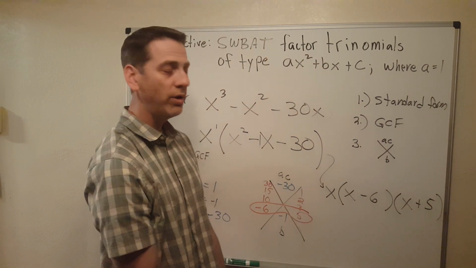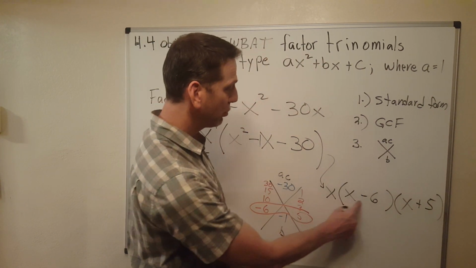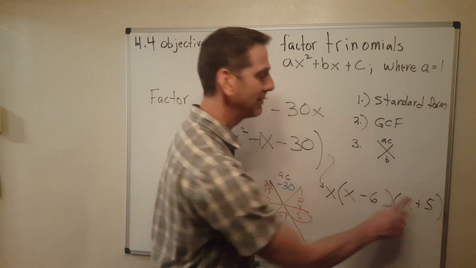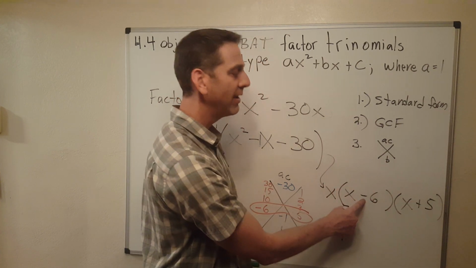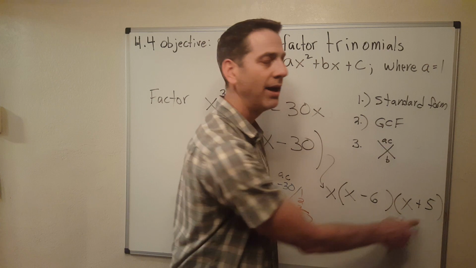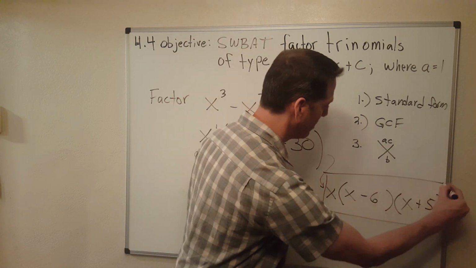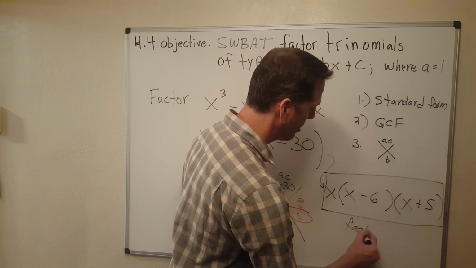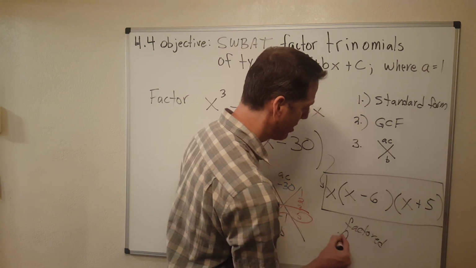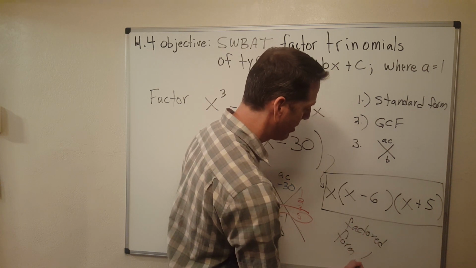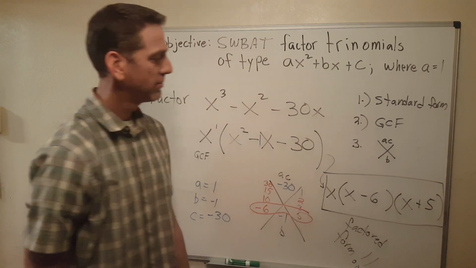You could have also written it as x plus 5 and x minus 6. Just make sure your negative sign is in front of the 6 and your positive sign is in front of the 5. All right, and there is your factored form.